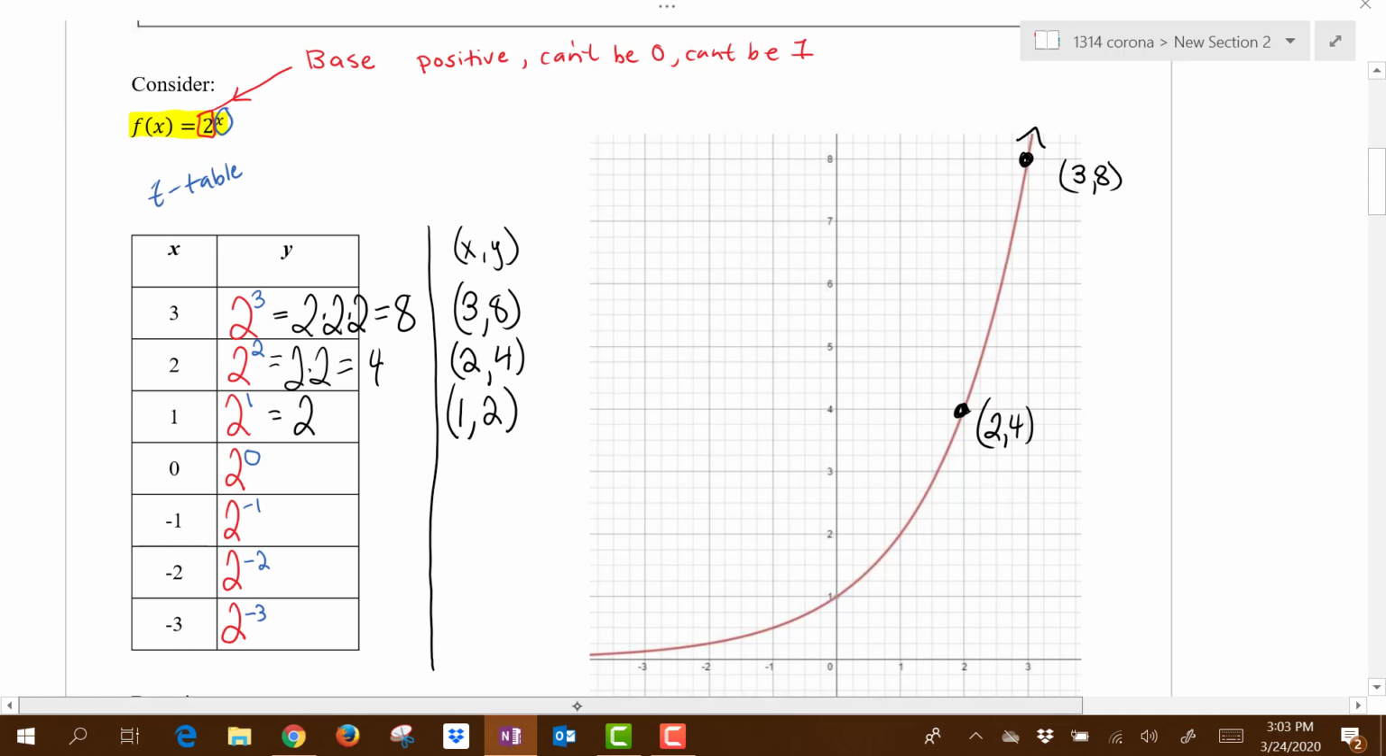Now here's where things start to get a little bit more interesting. We might have to come up with some new rules. Let's go ahead and just write new rules. Okay, we're going to learn something new here. What does it mean to take a base and raise it to the power of 0? So we're going to call this our 0 exponent rule.